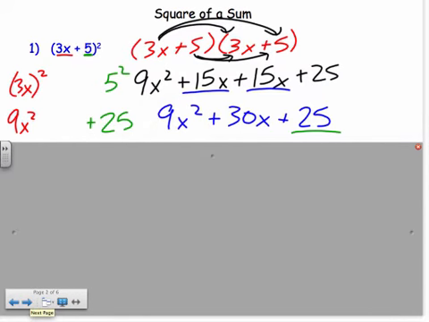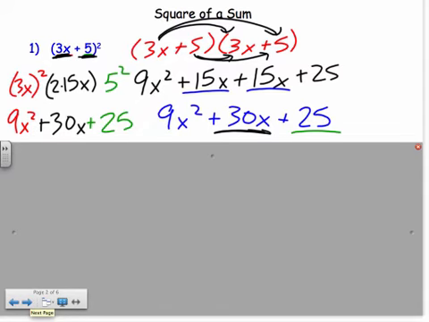For that middle term, what happened was we got a 30x. How we got that was we took each term here, the 3x and the 5, and we multiplied them by each other. So 3x times 5, which gives us a 15x. Take each term, multiply them, and then we ended up doubling that. So we take it times 2 to give us our 30x.